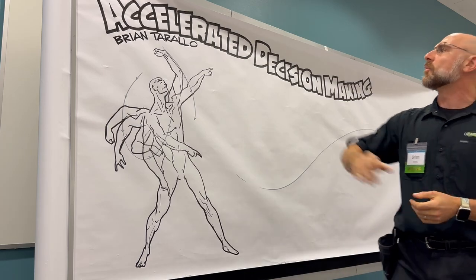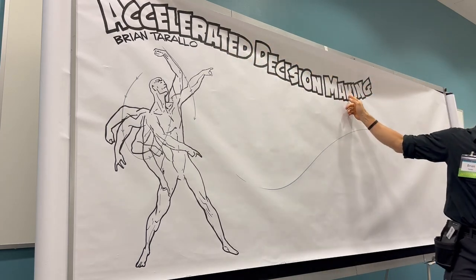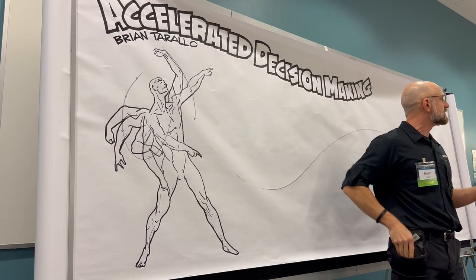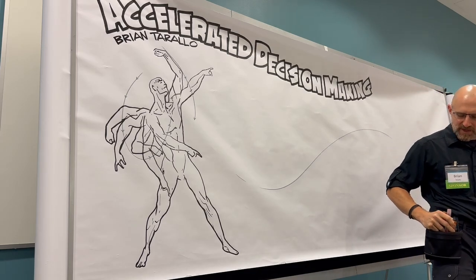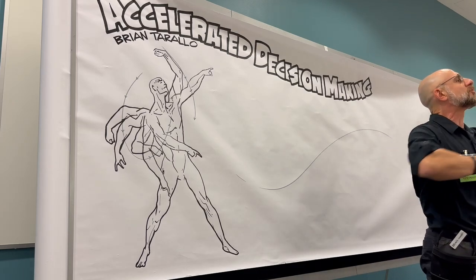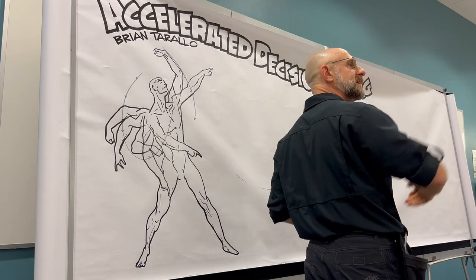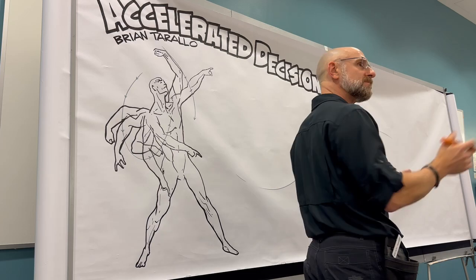Okay, so again, welcome to accelerated decision making. I asked you to come up with different modes of decision making, right? Different ways that people actually make decisions. So let's do a little bit of popcorn debrief on that. If you've got something, go ahead and call it out. So what were some of your ideas? How do people make decisions?